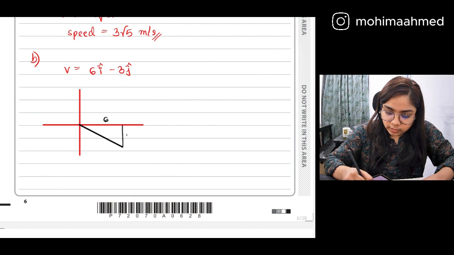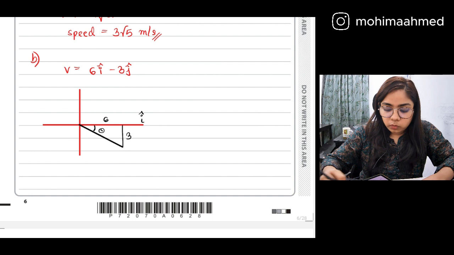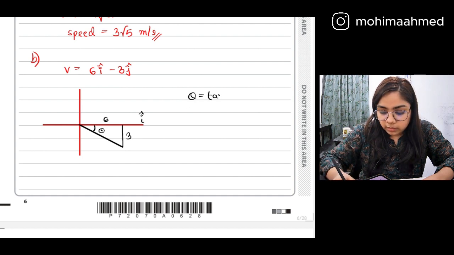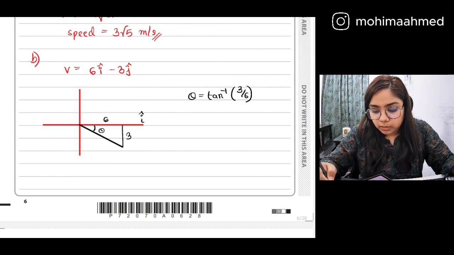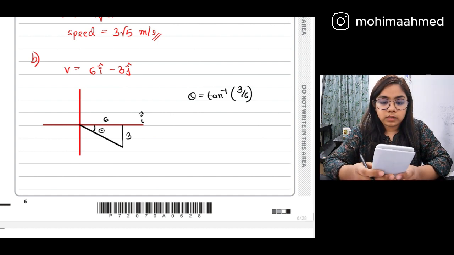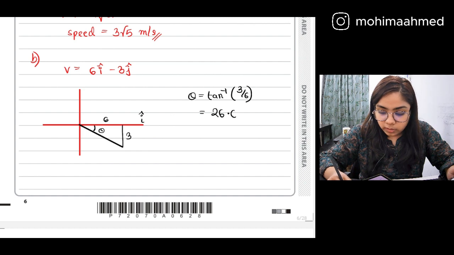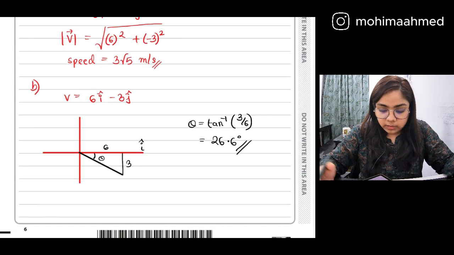Right, this is going to be 6 and this is 3, and we are going to find out this theta over here, because they were also asking to find the angle it was making with the positive i-axis. So it's just going to be opposite over adjacent, 3 over 6. So you can write theta is actually tan inverse 3 over 6, which is 26.565. I'll approximately write 26.6 degrees. That is the final answer.